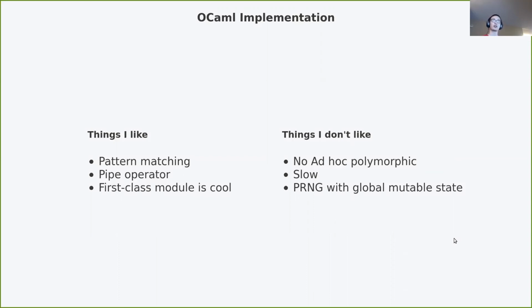Since I don't like the lack of ad hoc polymorphism, for example function overloading, or things in Haskell like type classes. OCaml has none of them. Instead, every time you need to statically dispatch on two types with different behaviors, you need two functions with different names, basically. OCaml's implementation is also very slow.